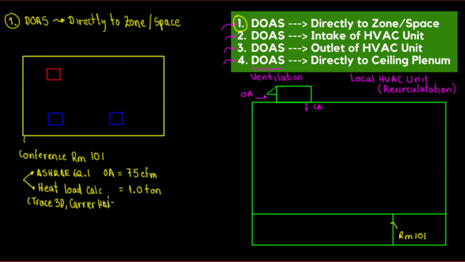So there's more, but let's put that for now. Okay, so we have these two aspects. So who's taking care of this? We're going to put in here the DOAS is taking care of this, but now we're doing the distribution. And then for heat load calculation, how are we going to condition the air?